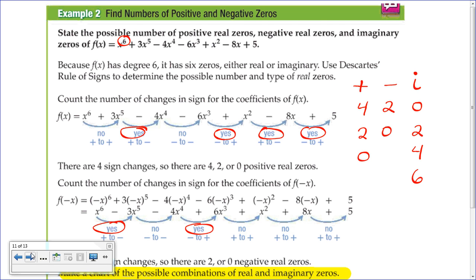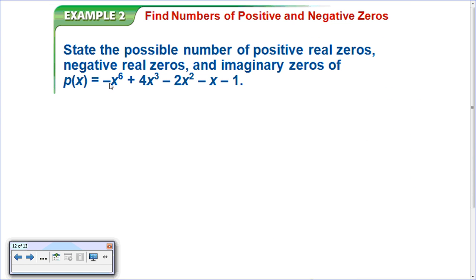I'll take you through one here. Step 1, for the positive roots, I just look over here and look for sign changes. Negative to positive, yes. Positive to negative, yes. Negative to negative, no. Negative to negative, no. There were 2 sign changes. That means I'm going to have 2 or no positive real roots.